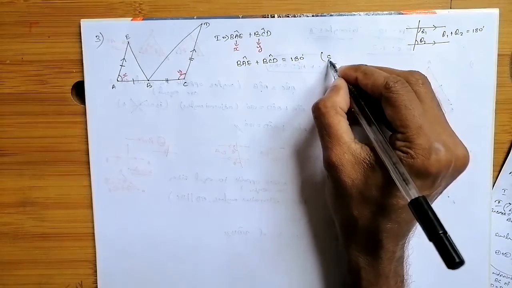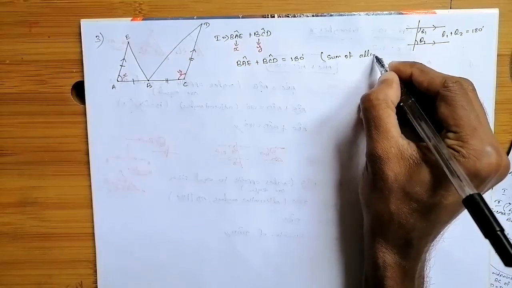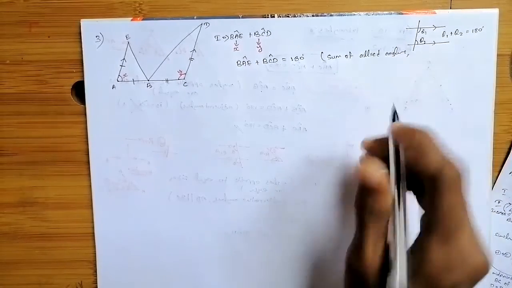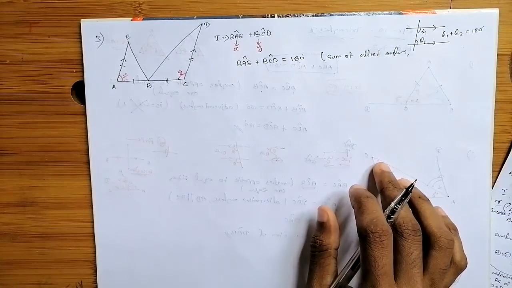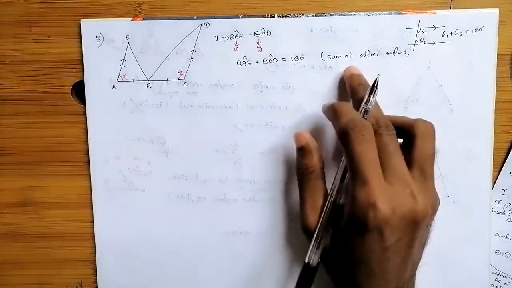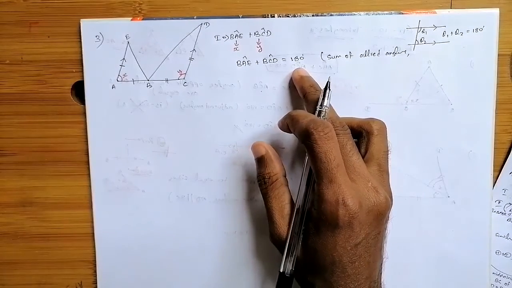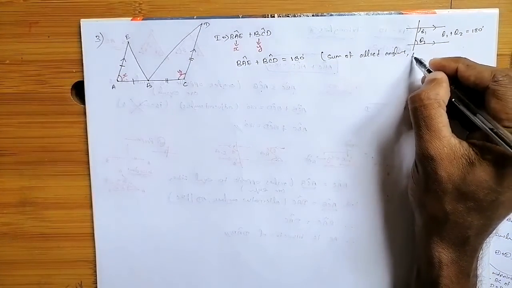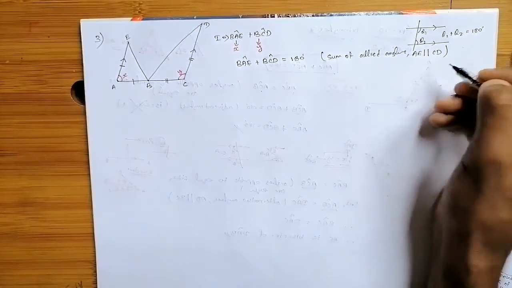What is the direct theory? Sum of allied angles. I told you that if you are using the parallel lines theory, you need to mention the parallel lines. Sum of allied angles, that's why the sum is 180. Which lines are parallel? You need to mention it. So that is AE parallel to CD.